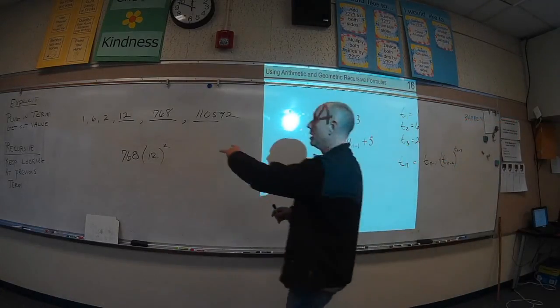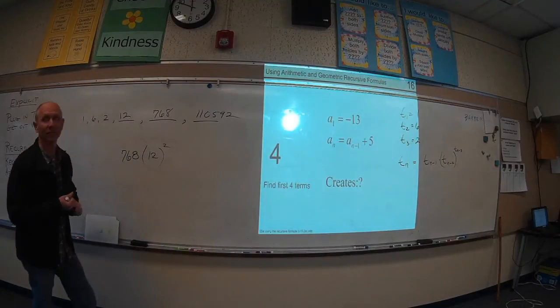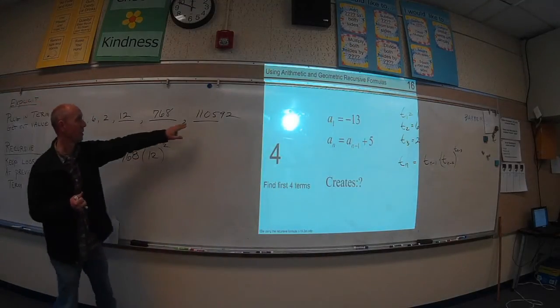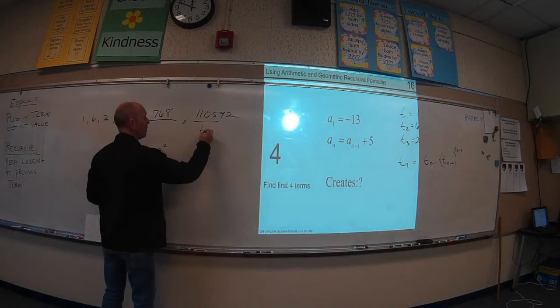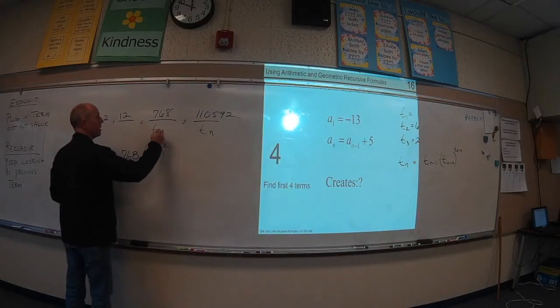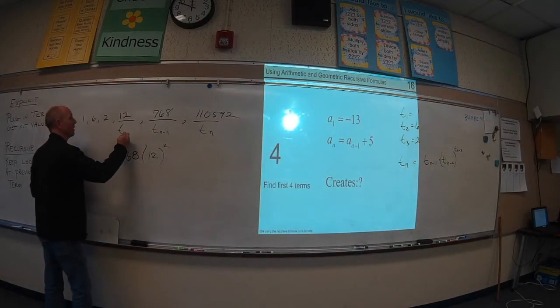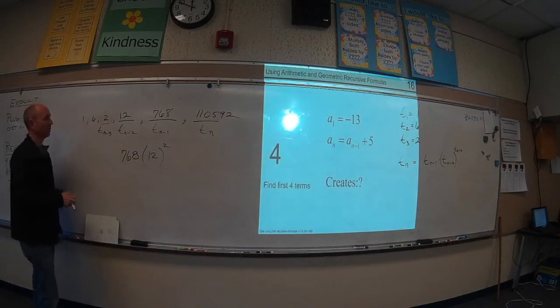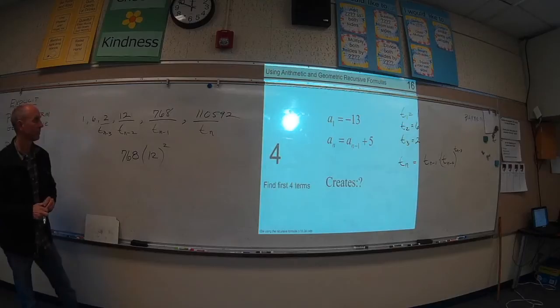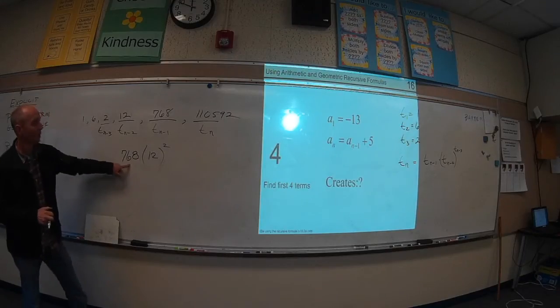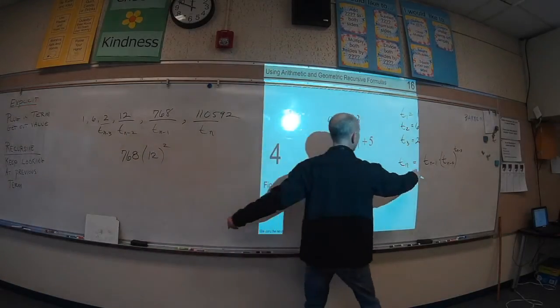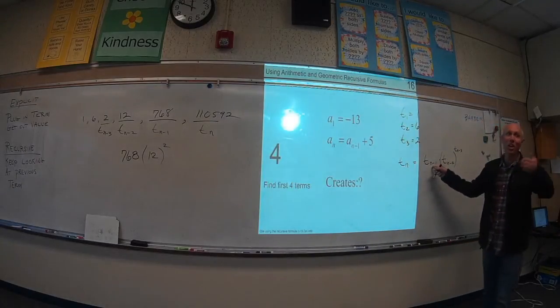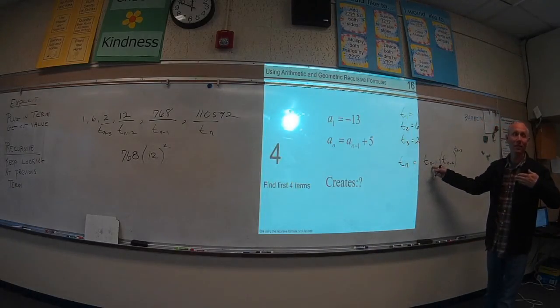So if this is what I'm looking for, if this is T sub n, this is T sub n minus 1, this is T sub n minus 2, and that's T sub n minus 3. How many you put back. 768 for T sub n minus 1. Wouldn't it be 12? But no, it was T sub n, because it changes each time. It keeps changing each time.